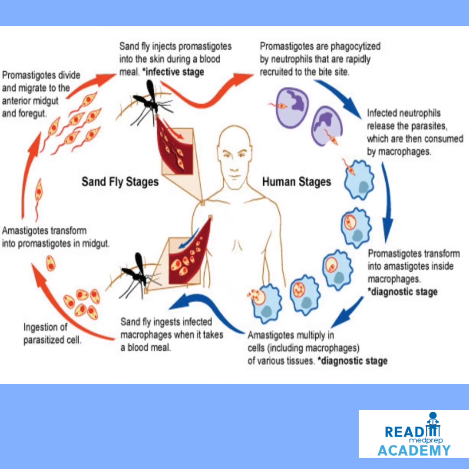And the amastigotes multiply in the cells, including the macrophages of various tissues. This is also the diagnostic stage of the disease in humans. When a sandfly bites a human and takes a blood meal, ingestion of the parasitized cells occurs. The amastigotes transform into promastigotes in the midgut. The promastigotes divide and migrate to the anterior midgut and the foregut. And again the promastigotes are ready to be injected into a new human being. So this is the cycle of leishmaniasis.